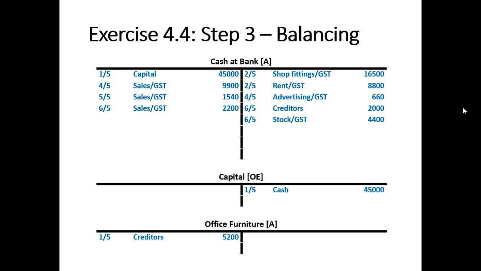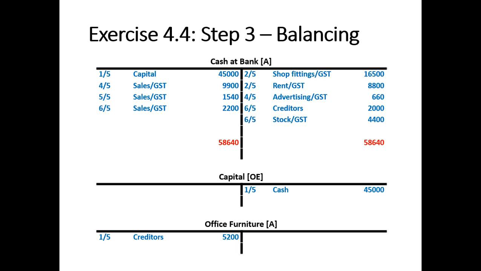So the first thing we're going to do is add up both sides and figure out which side's bigger. So I'm going to add up all the debits here and figure out what that total is. I'm then going to add up all the credits on this side and figure out what the total is, and in doing that I'll see that the bigger total is actually the debit side of 58,640. I see I've left a line.